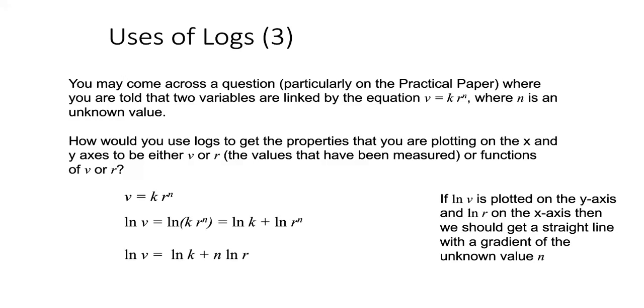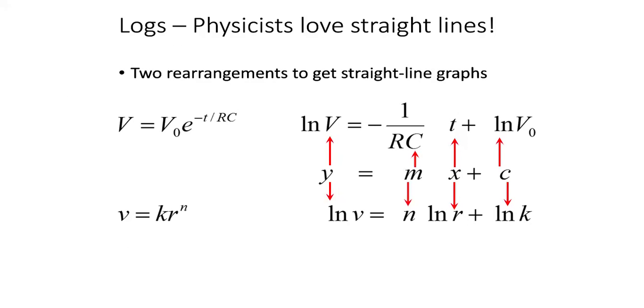Now what this tells us is that if we've taken data for V and R in this particular example, if I plot the log of V on the y-axis and the log of R on the x-axis, then we should get a straight line graph, because n we know to be a constant and k we also know to be a constant. So we should get a straight line graph there, and importantly in this example, the gradient of the graph will be equal to the value of n.